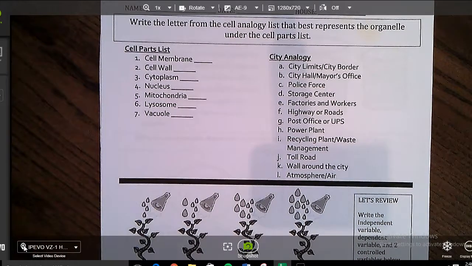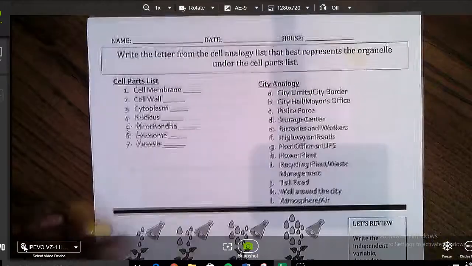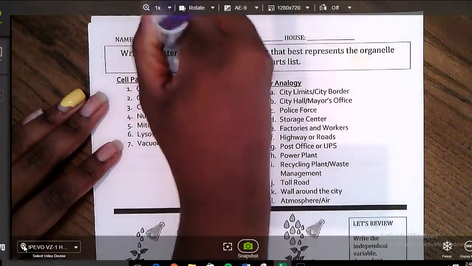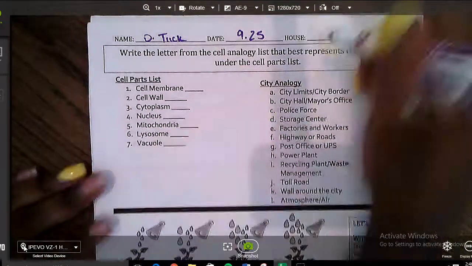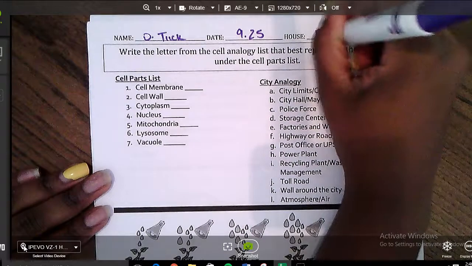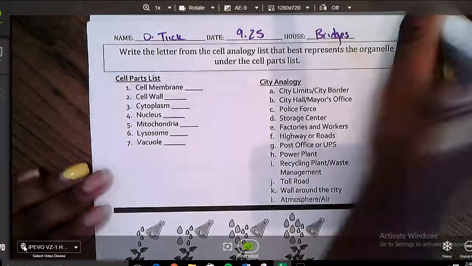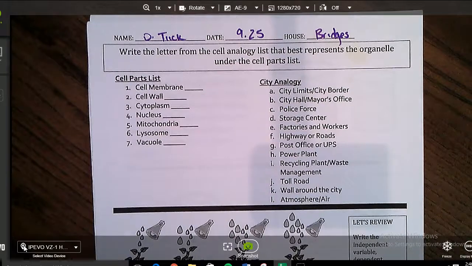So we have one day to prepare for our science exam tomorrow. So we're going to start out with a little bit of review. Go ahead and put your name and date at the top. Again, we only know that there's one best house in all of America and Africa, and that's Bridges, but you can put your house here too. So follow the directions on the screen.